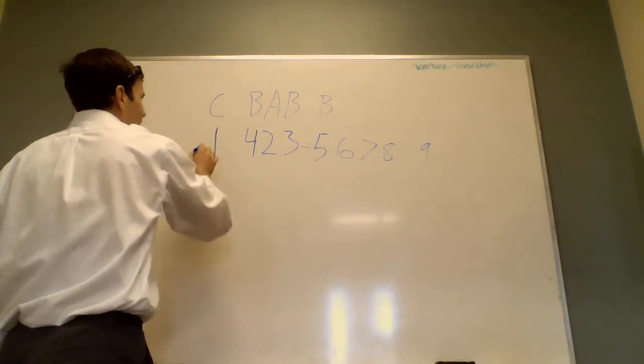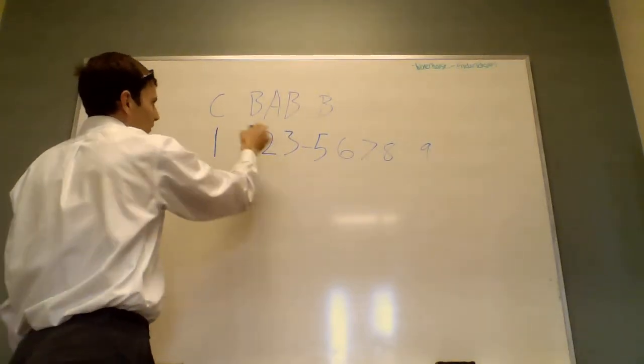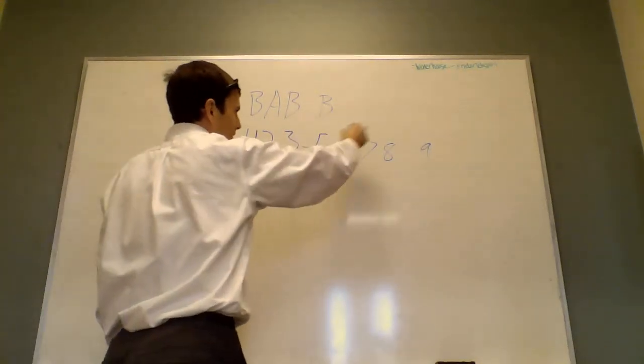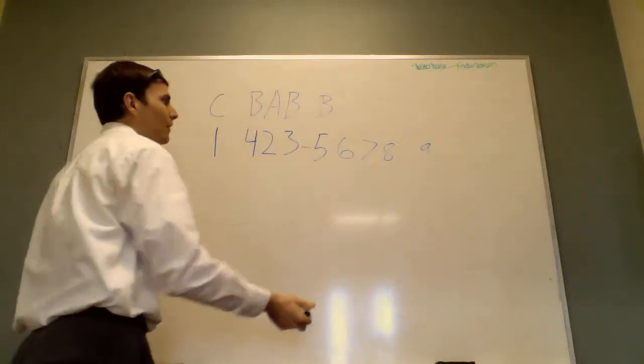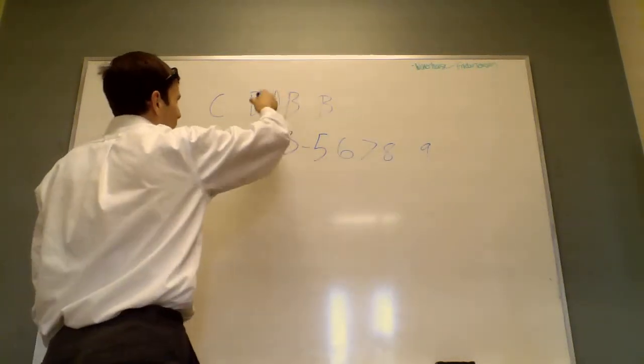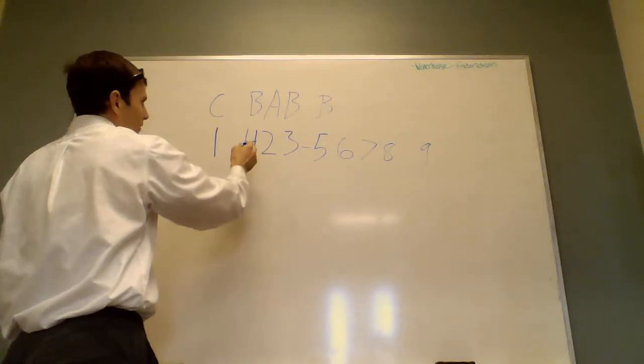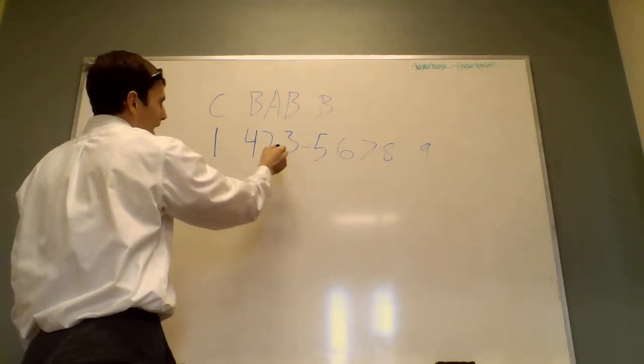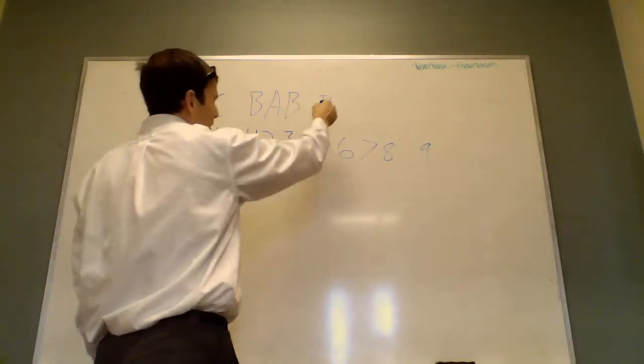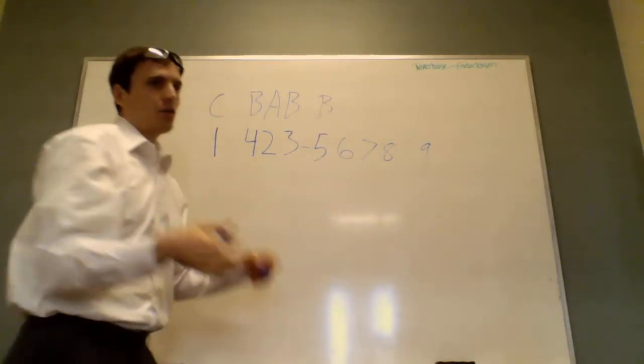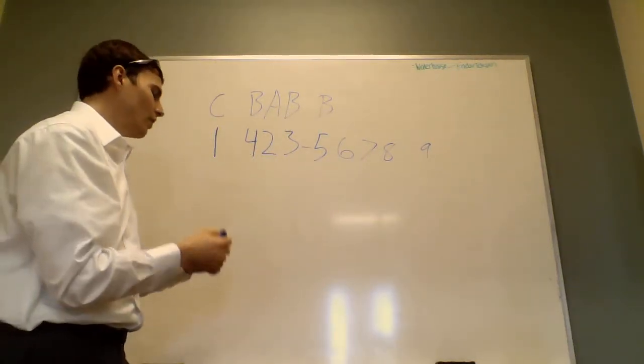The C is because these are all C proteins. So it's C1, C4, C2, C3, C5, C6, 7, 8, 9, etc. Bab, B-A-B-B, is because it's 4B, 2A, and then 3B, and then 5B, and all the ones that we aren't using, because each of these is a protein.